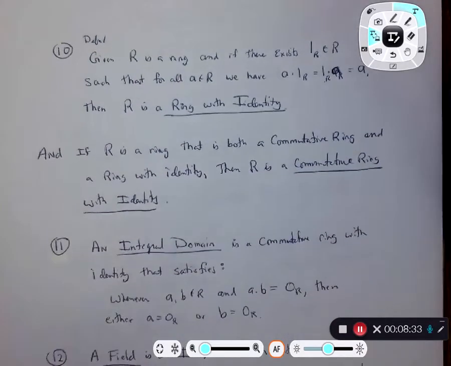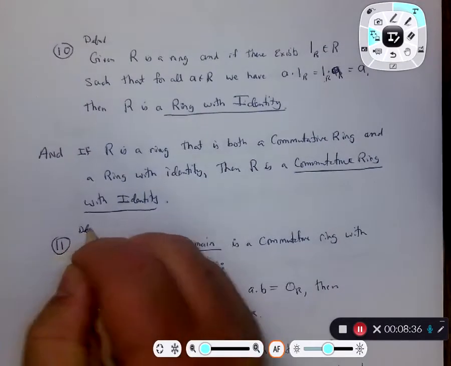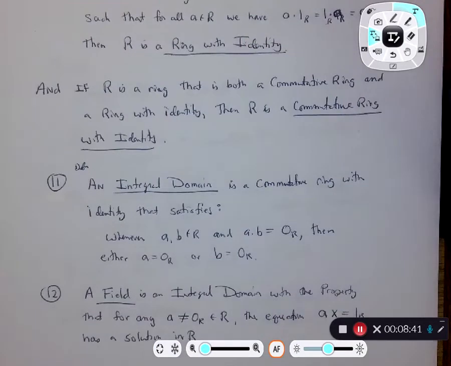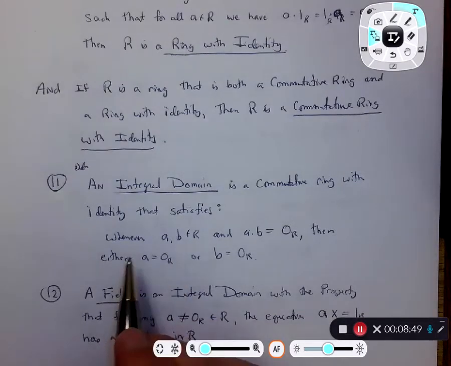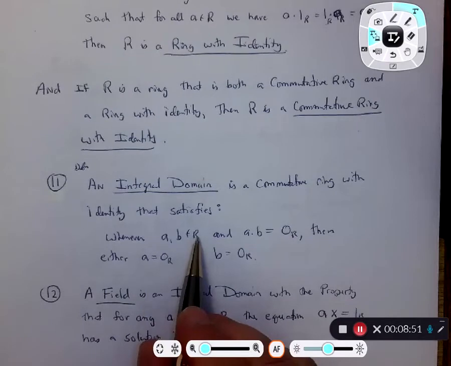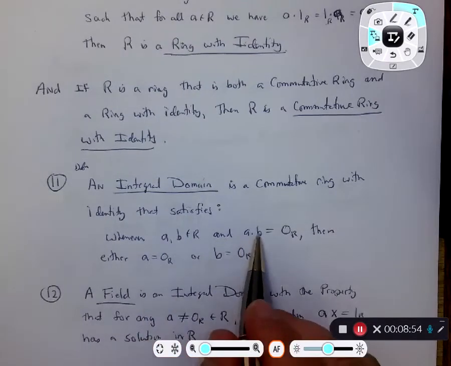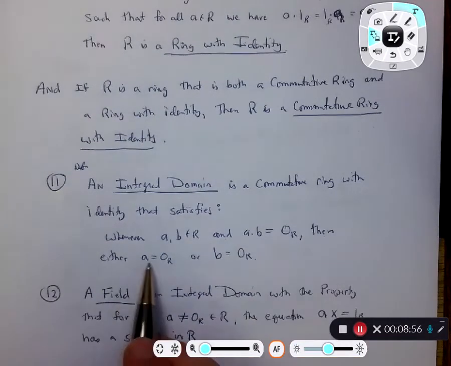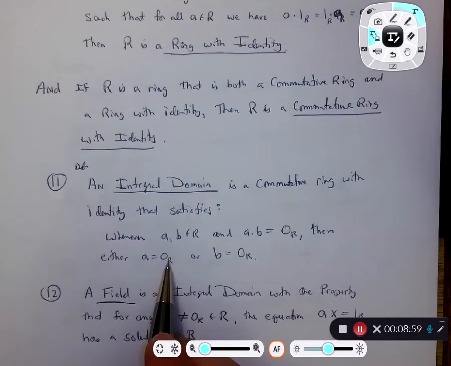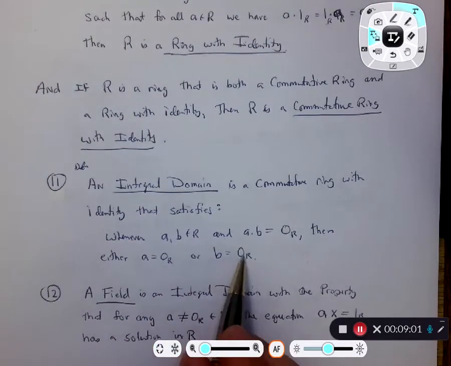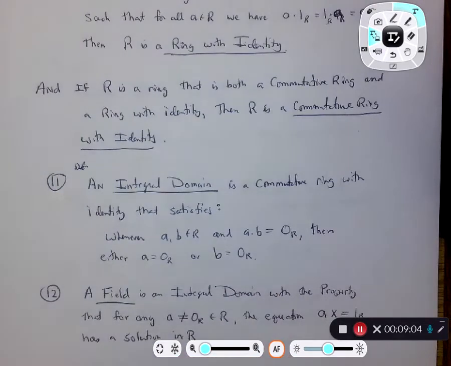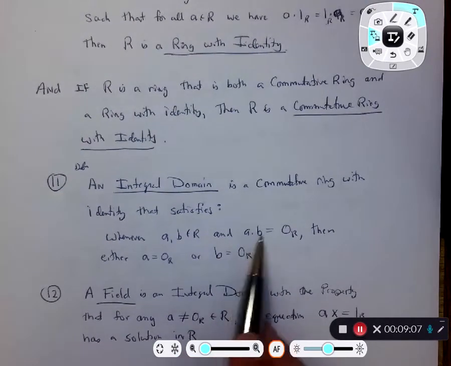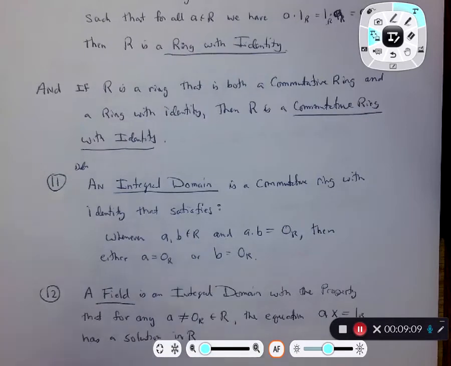But then we get a little bit stronger. Property number 11, again, is a definition. An integral domain is a commutative ring with identity that has one more property: whenever a and b are elements of R, and we have a times b equals 0 in R, then either a, the first guy, has to be 0 in R, or b, the second guy, has to be 0 in R. When I multiply two elements together and get 0, either the first guy is 0 or the second guy is 0.